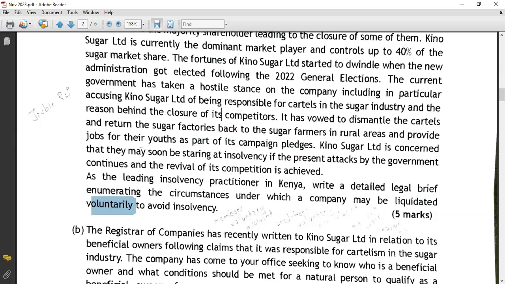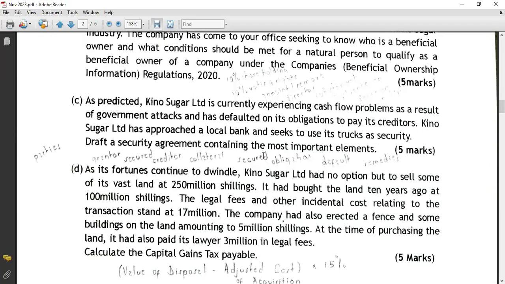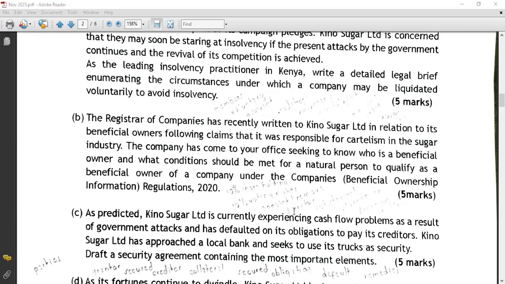But where you now introduce a court or creditors, you talk about involuntary insolvency or liquidation. So it's circumstances, and this question is 5 marks. The answer is found in section 397(1) of the Insolvency Act.